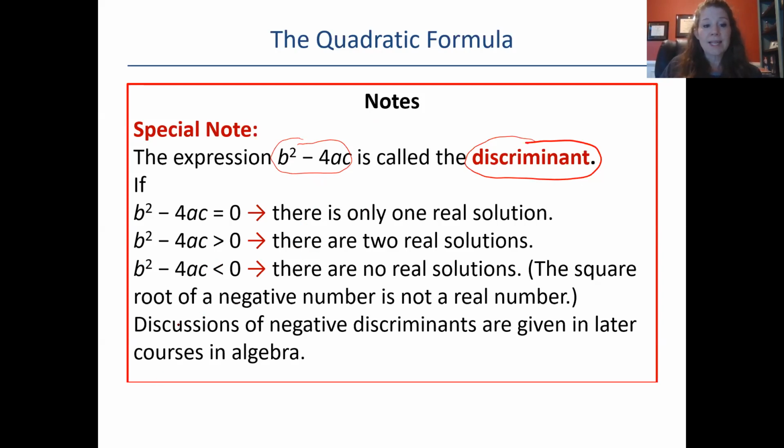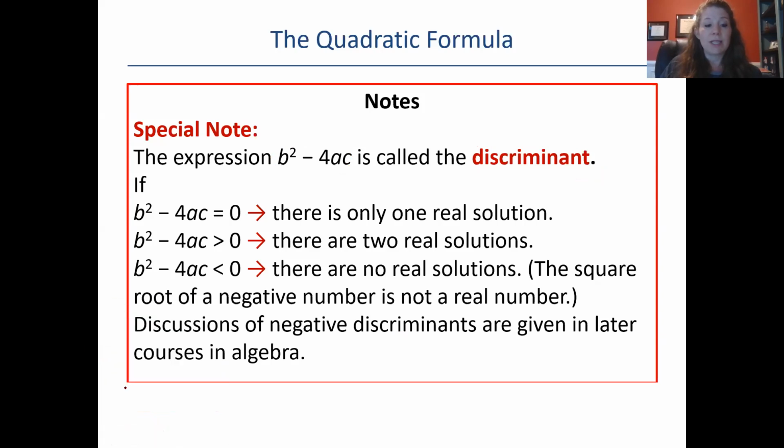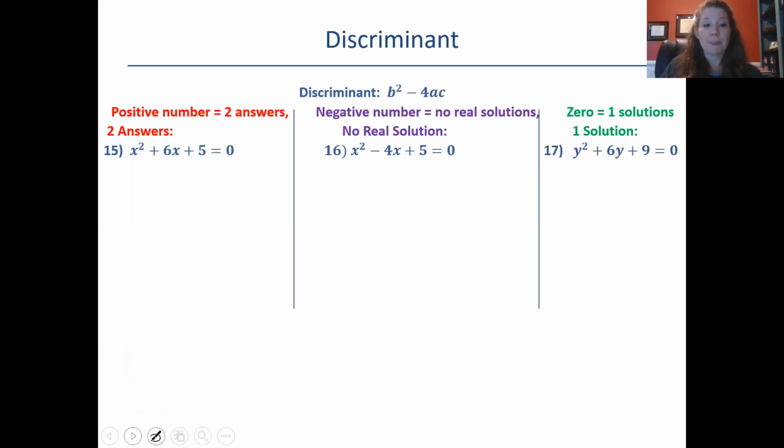Okay. It says discussion of negative discriminants are given in later courses in algebra. So we're going to look at when we would get answers like that. I've basically told you on these what kind of answers we should get. All right, so the discriminant, we're talking about only the part under the radical.